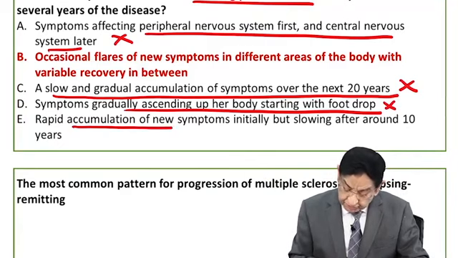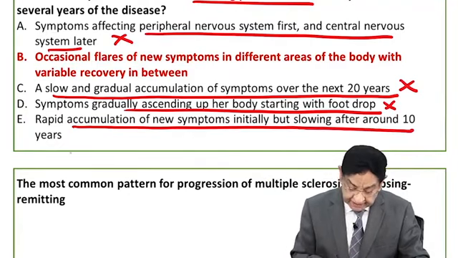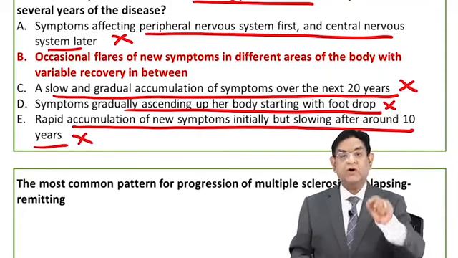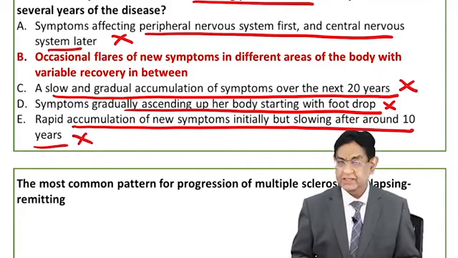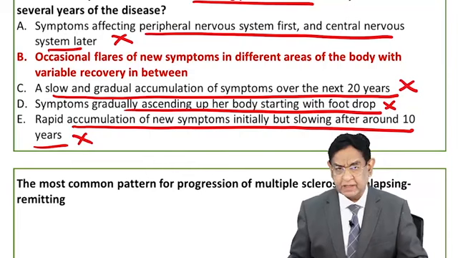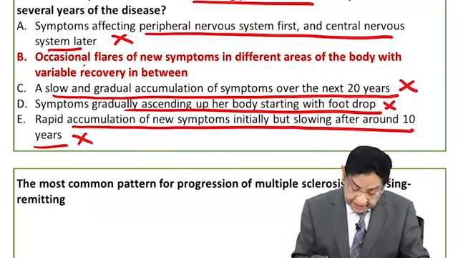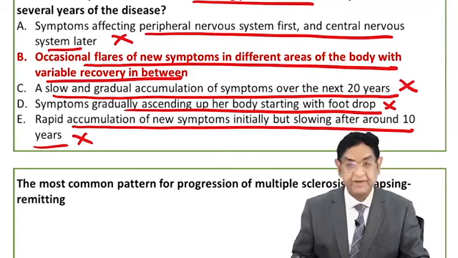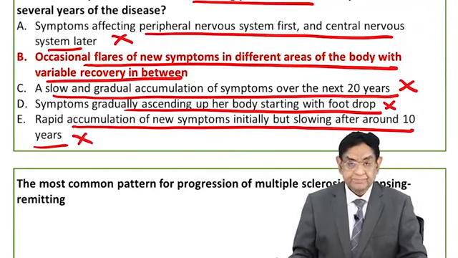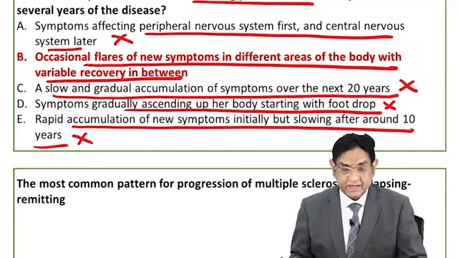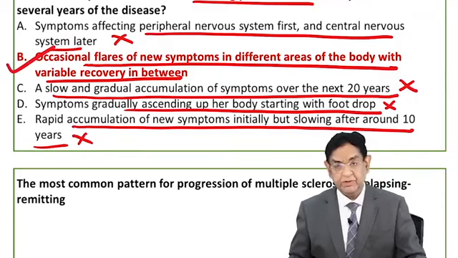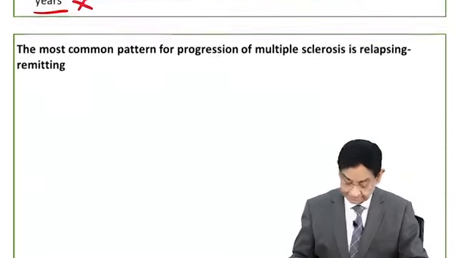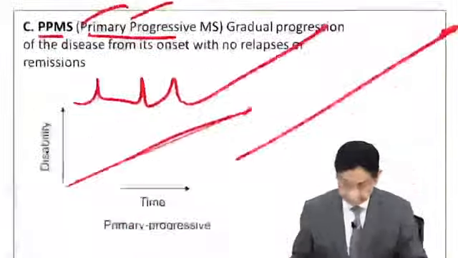Rapid accumulation of new symptoms initially but slowing after 10 years. No, it is not always a progressive disease. So all four options are ruled out, and what remains is occasional flare of new symptoms in different areas of the body with variable recovery in between. I think it's the best answer. Beyond doubt, you rule out all other options.